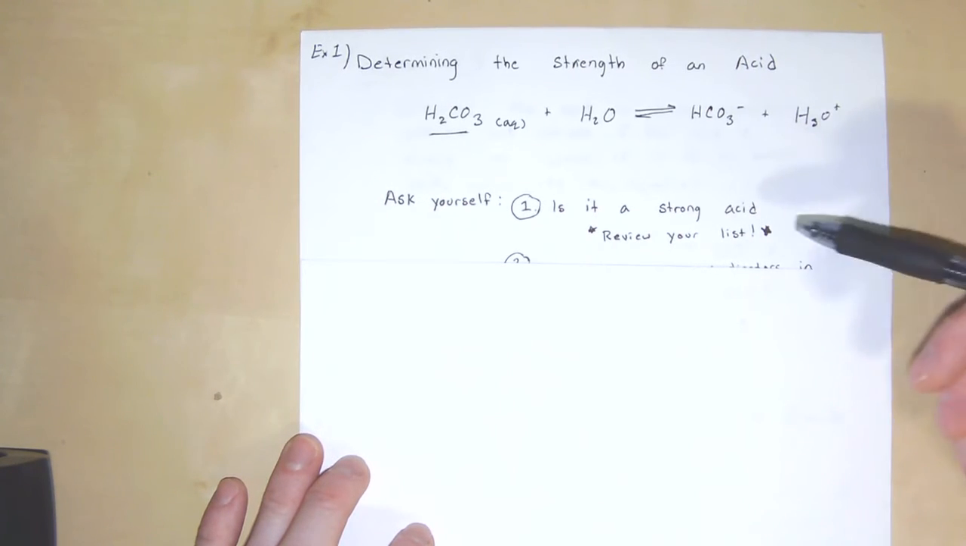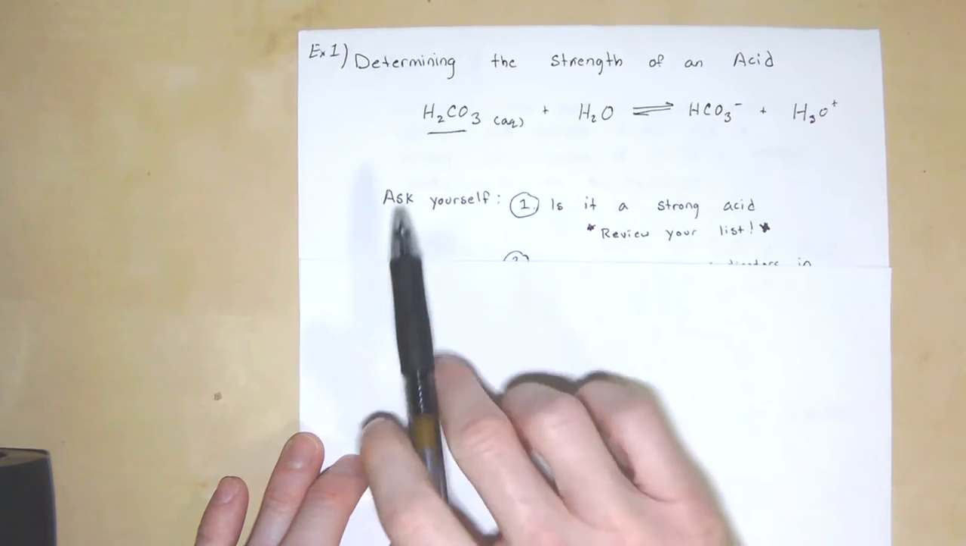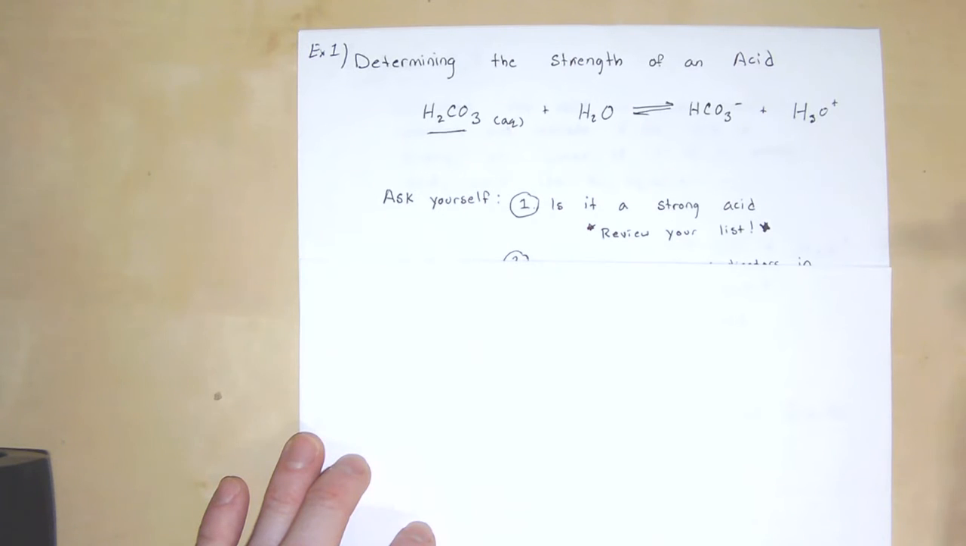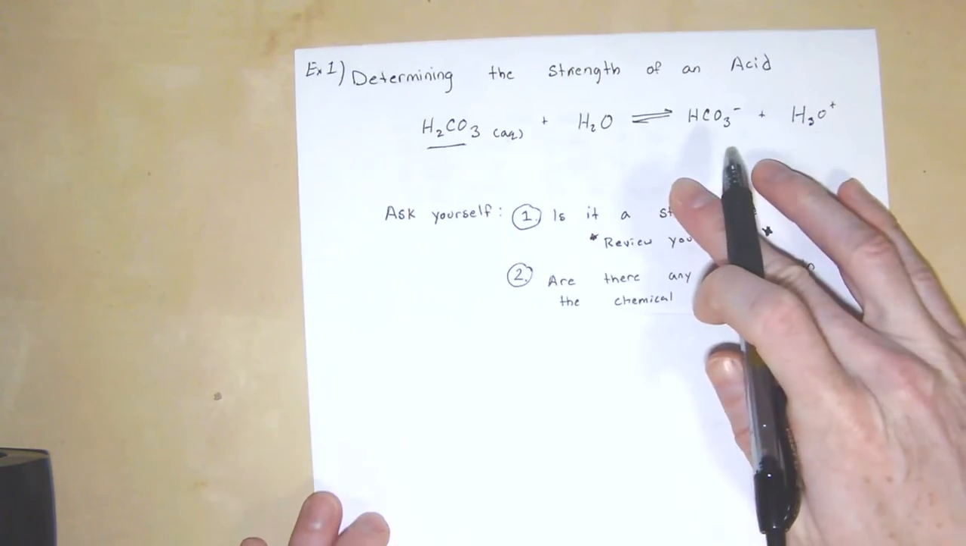So we can review our list, have it handy. Hopefully we have it memorized at some point. And we know that H2CO3 is not on that list. So that's a good indicator that it's probably not a strong acid.